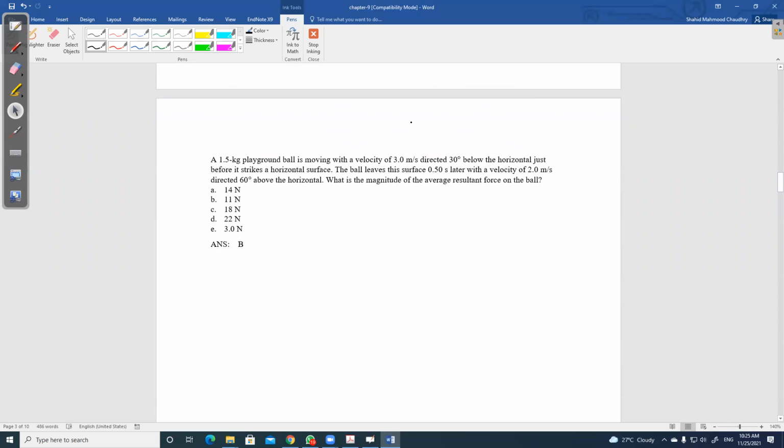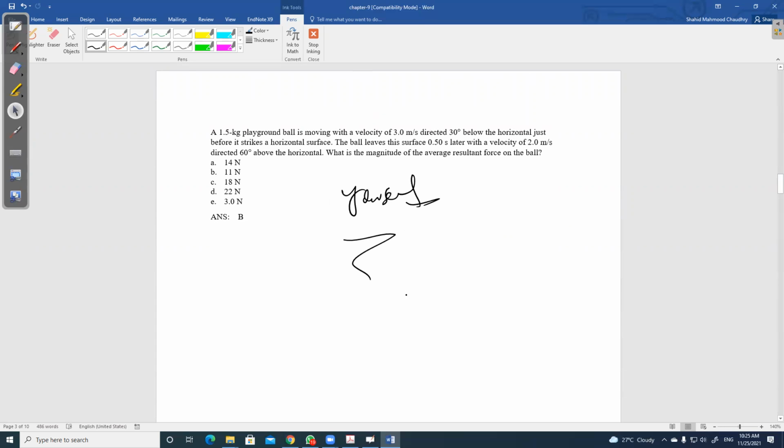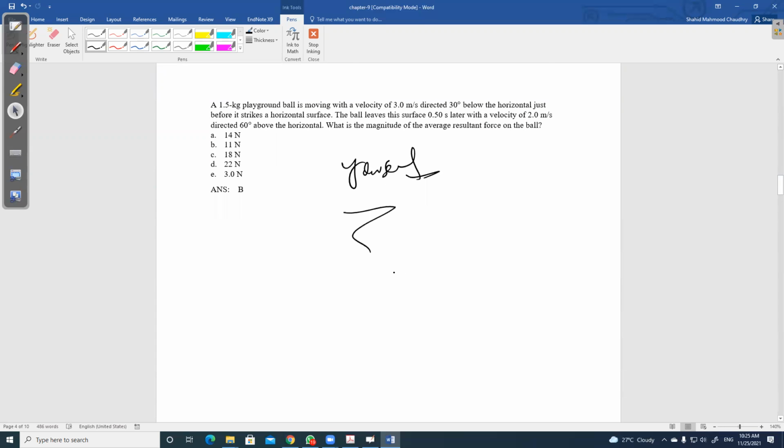This problem is the same one which I solved first on the open board. So you can solve it yourself. It's easy for you, so try it yourself. This is a good problem.